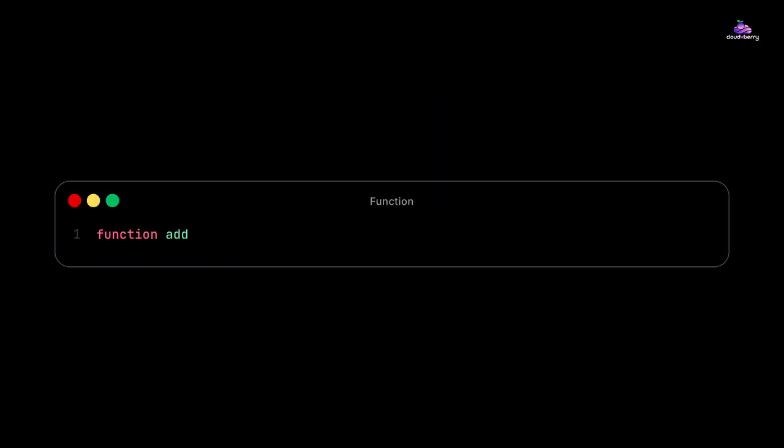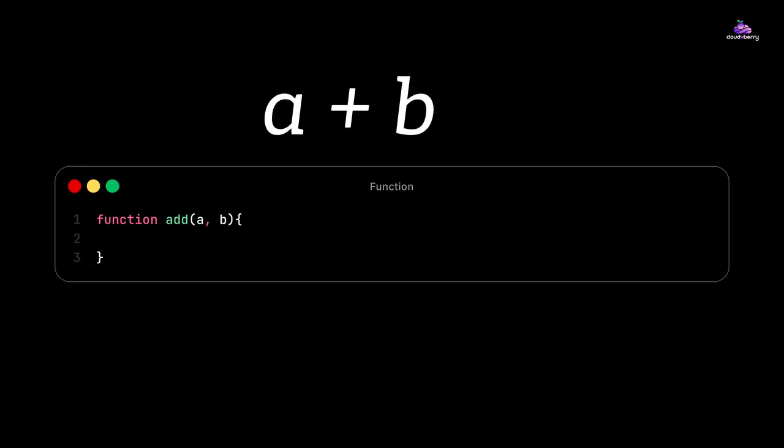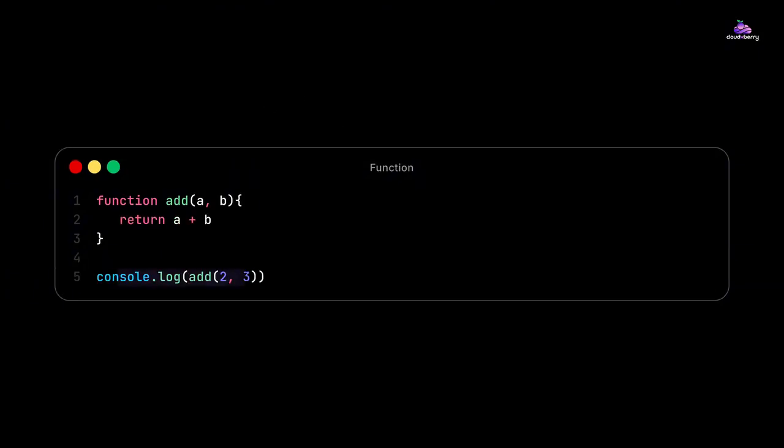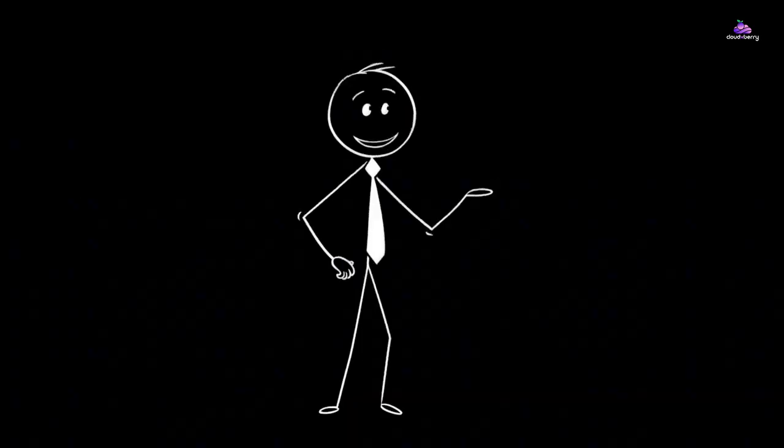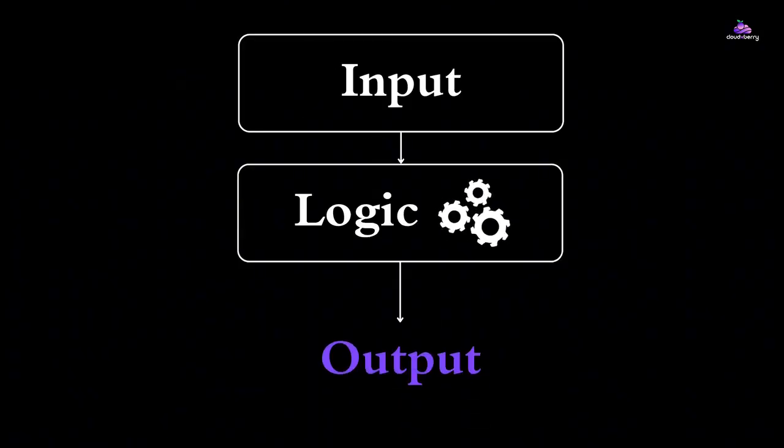Now on your screen, you see a function called add. It takes two inputs, A and B. Inside the function, it adds those two values and returns the result. Then below that, you see the function being called with values 2 and 3. So A becomes 2, B becomes 3, and the function returns 5. So what's happening step by step is, input goes in, logic runs, output comes out.